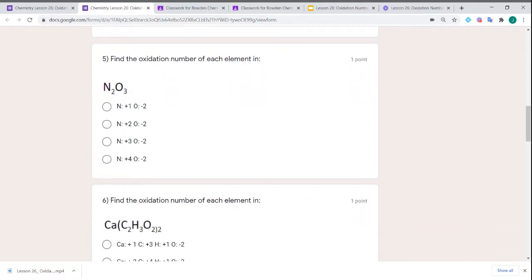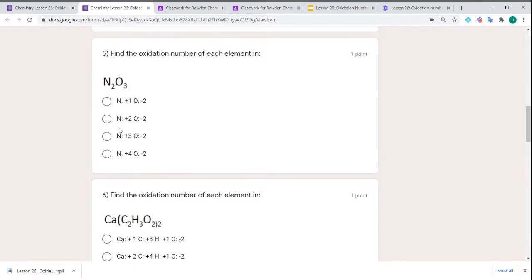Number 5, with this, we know that O is -2, and there's 3 of them, so that makes -6. So then N needs to be +3, because +3 times 2 makes the +6 to balance out the -6. So you should have +3 and -2.